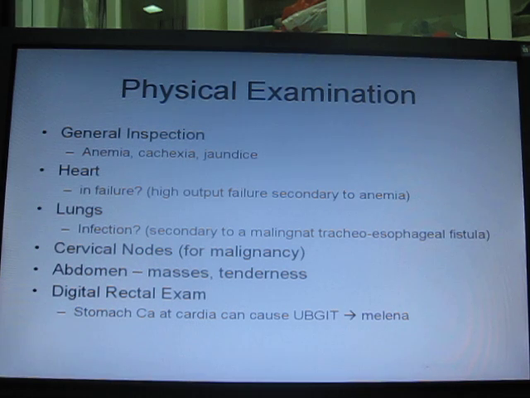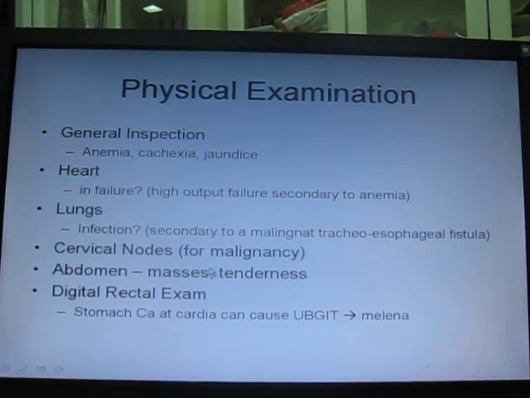Lungs, is there infection? Infection either suggests aspiration pneumonia or tracheoesophageal fistula, none of which are good really. So look for signs of infection like decreased chest expansion, crepitations and dullness to percussion. Cervical nodes, check this to look for malignancy. The abdomen, look for masses and tenderness.